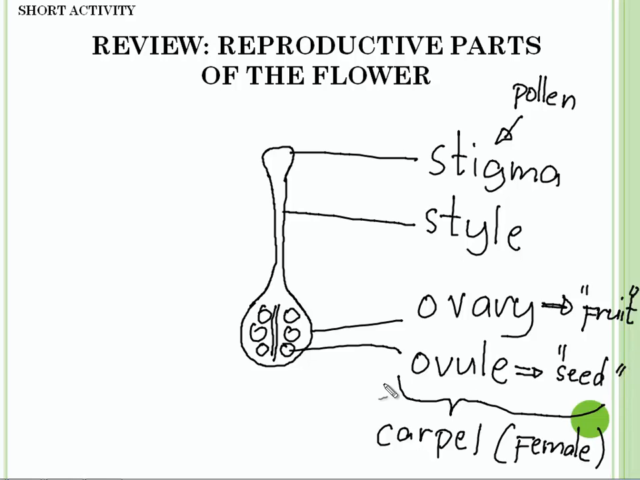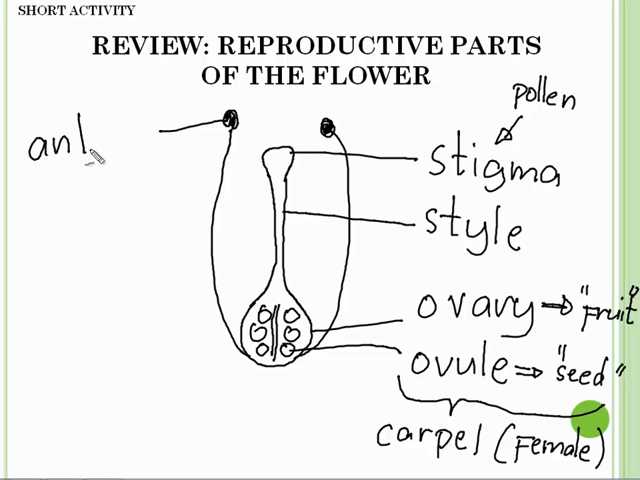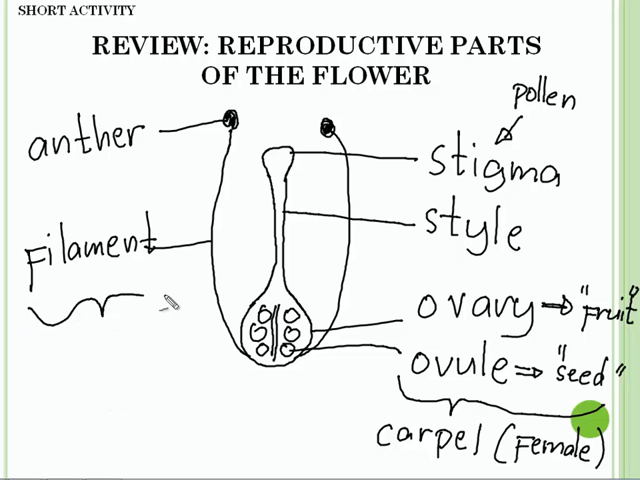Now we go to the male component. We only have two parts or two components. We have the anther, where you can find the pollen grains, and the filament. The filament raises the anther so that it can be accessible to pollinators. This is the male component, or the stamen. So your clue there is the stamen. That's the male part.